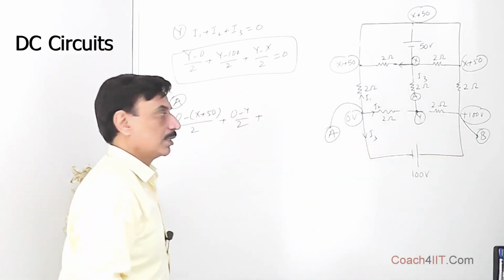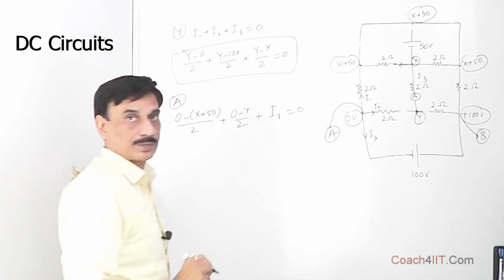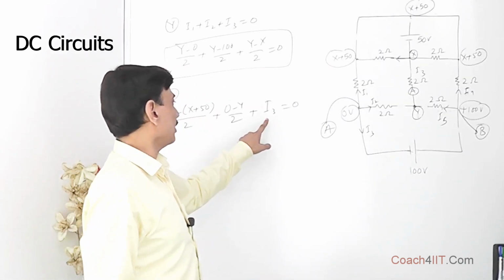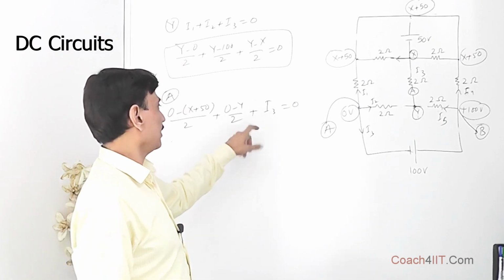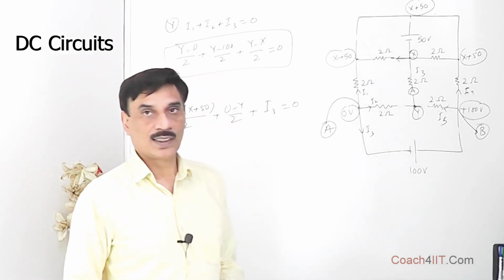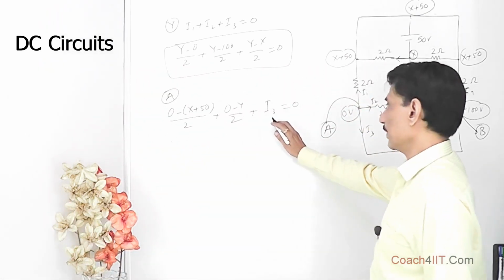So what we do is, we can simply write it as I3 only is equal to 0. Now here we observe that there is a value of I3, which we cannot represent in terms of X and Y. There is no resistance in this arm. Now we have to do away with I3.